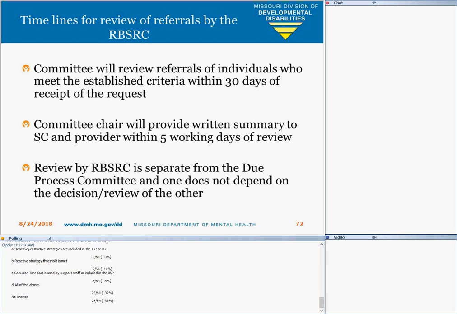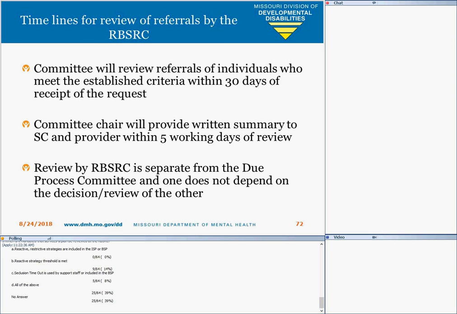Another thing that's specified is that the Regional Behavior Support Review Committee is separate from the due process committee, and one does not depend on the decision of the other. These two are separate, independent committees on purpose. They're reviewing different things, and they're reviewing the strategies for different purposes. And so one review does not depend on the other.